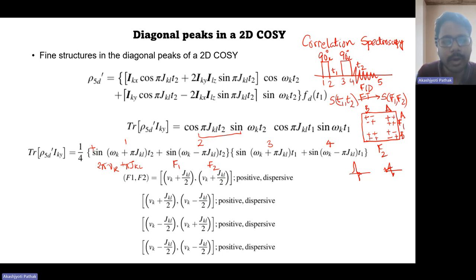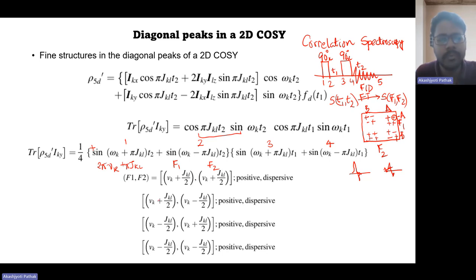Similarly, for these ones, at which point will you get these peaks? You will get one peak from this value, nu k plus jkl by 2. And in the F2 dimension, what is the position? It is nu k plus jkl by 2 at this position. So you will have a peak over here.